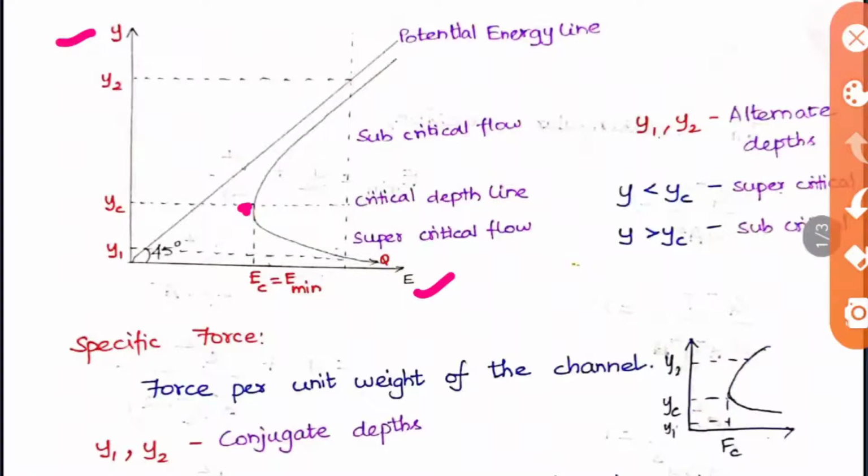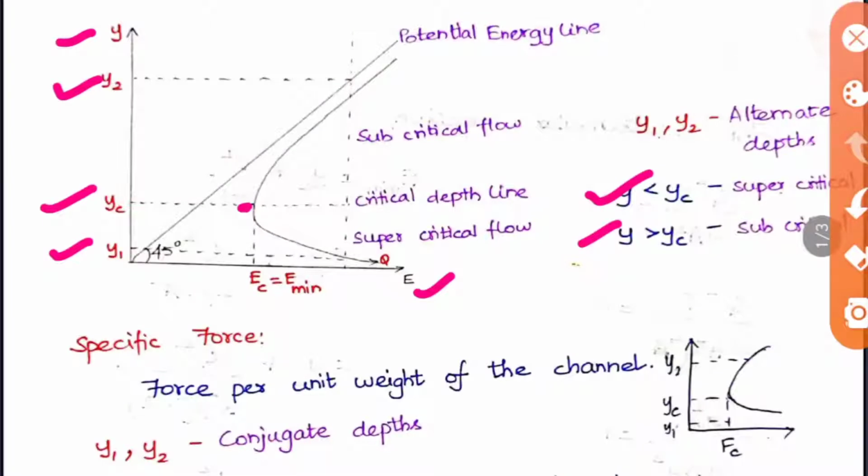This point we call the critical point, and the depth of water at that point is called the critical depth. We mention it as YC, and it is called the critical depth line. The depth above that is called subcritical flow, and the depth below that is called supercritical flow. Here we take two examples, Y1 and Y2. Y1 is below the critical depth, so when Y is less than YC it is called supercritical flow, and Y2, which is greater than YC, is subcritical flow.